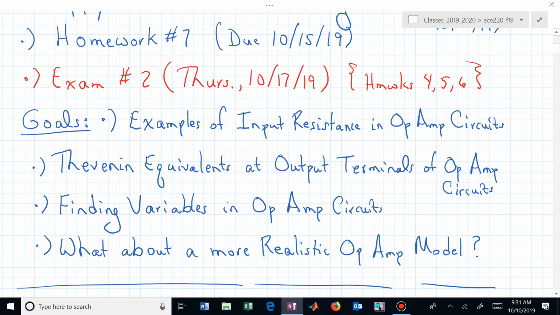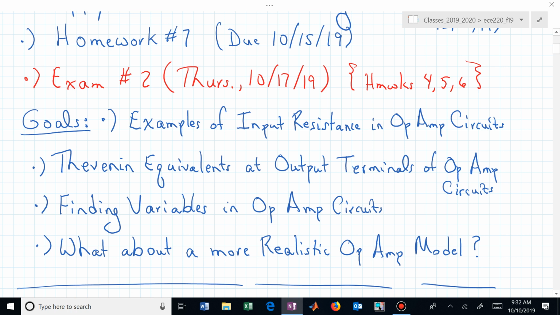But today what we want to do is look at the input resistance in op-amp circuits, Thevenin equivalents at the output, so we're sort of looking at input-output properties of these op-amp circuits. How do they look to a source? How do they look to a load? How do they appear?